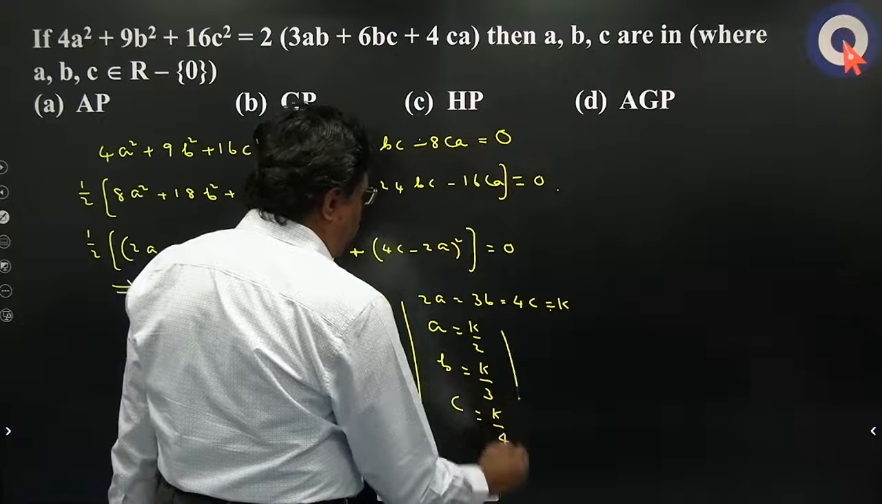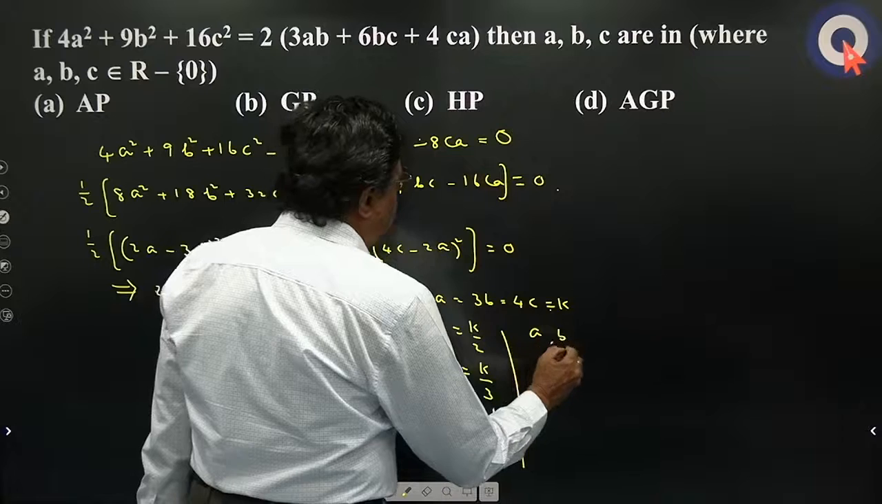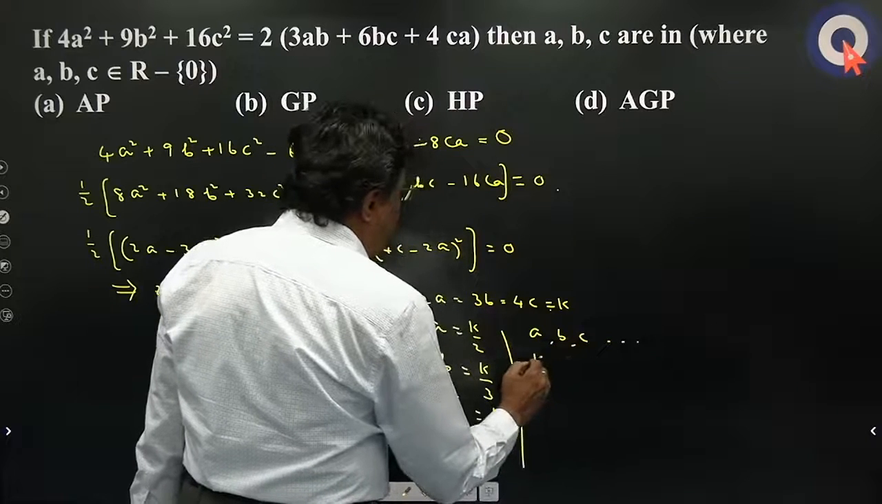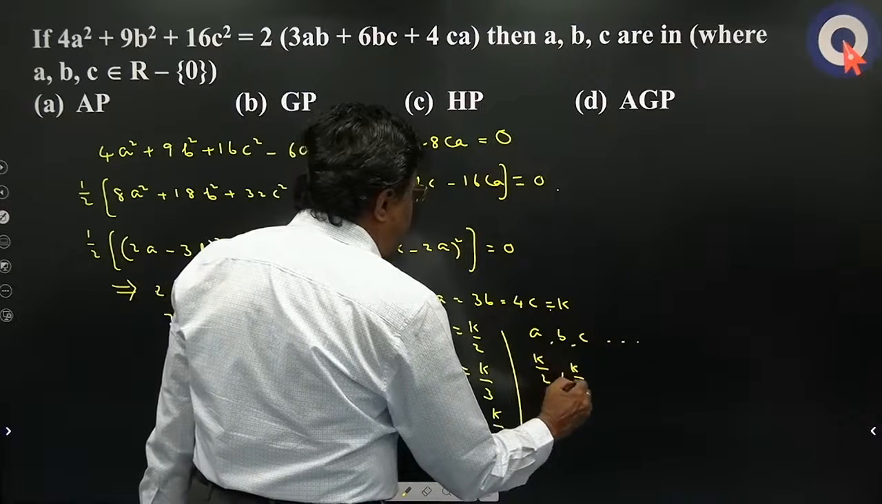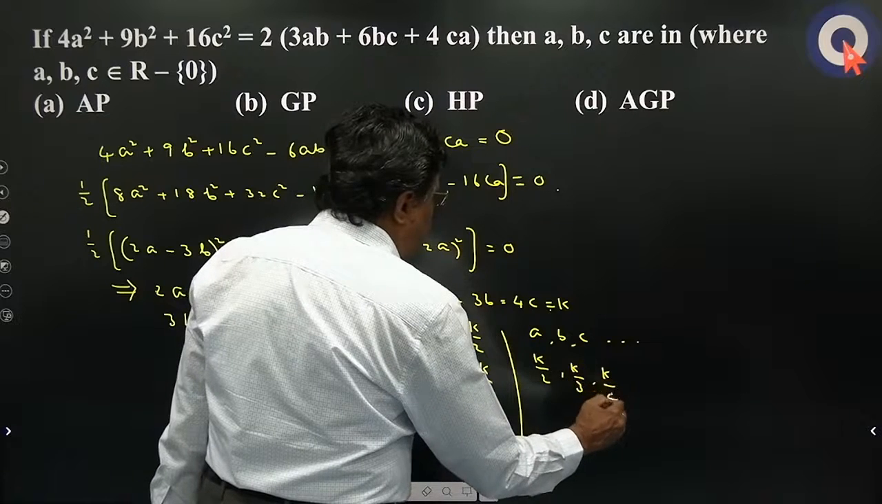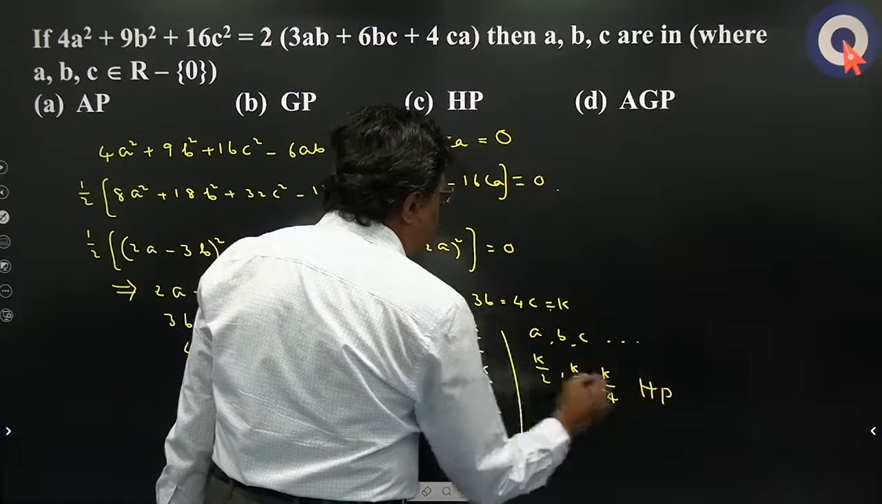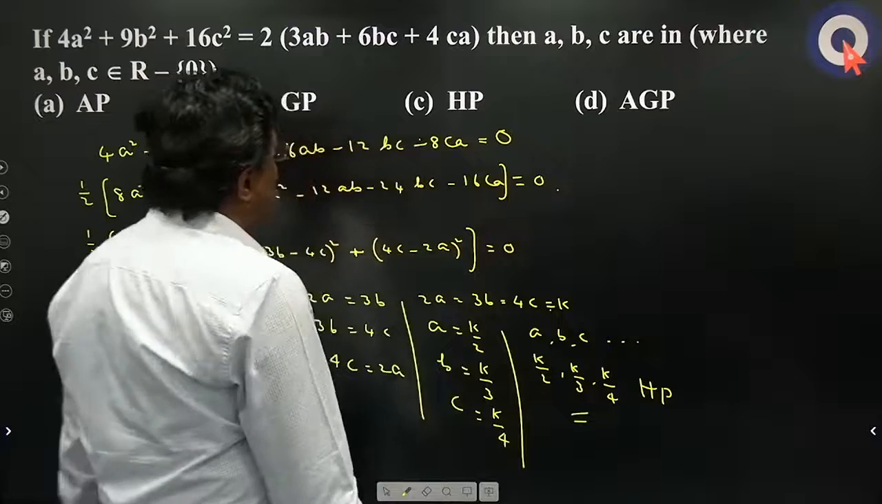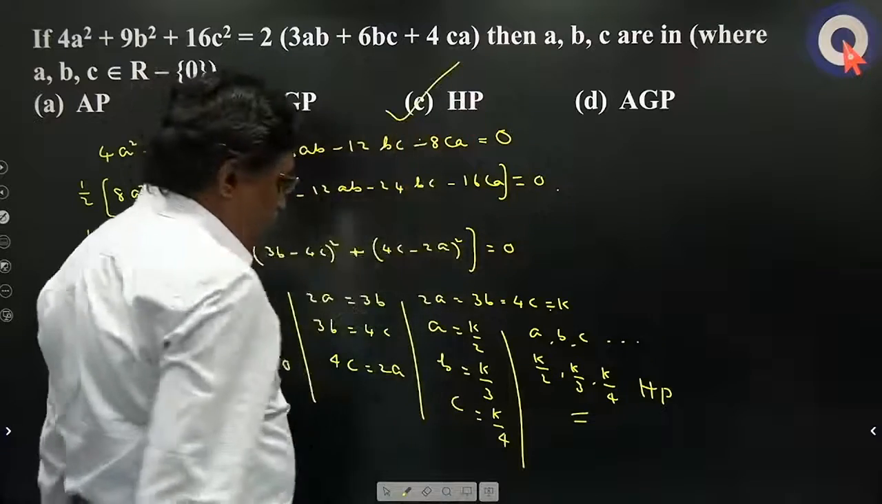So therefore, a, b, c are in what is he telling. So you have k by 2, k by 3, k by 4. You can at once see that they form an HP, right? So they form an HP. So the answer is C.